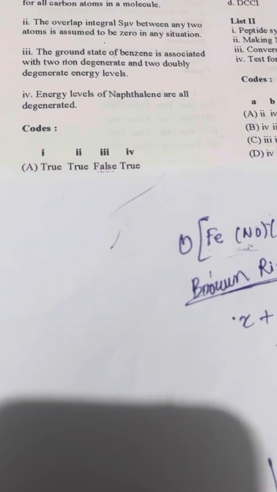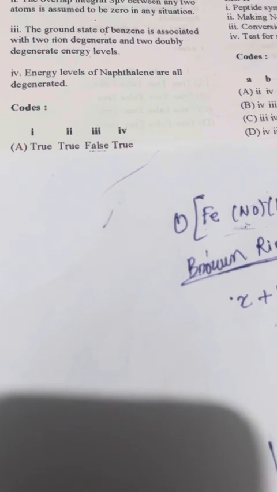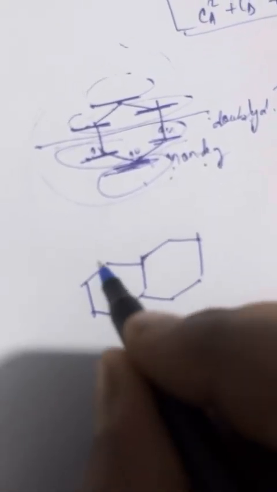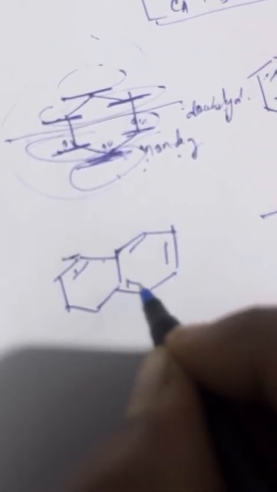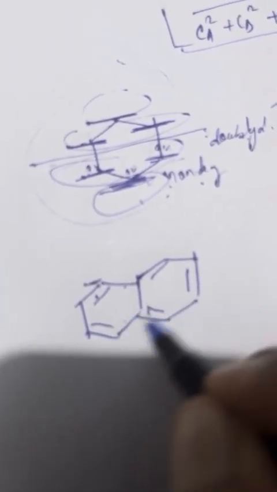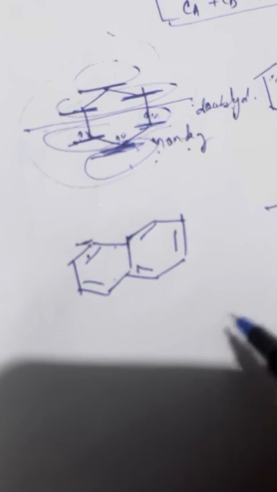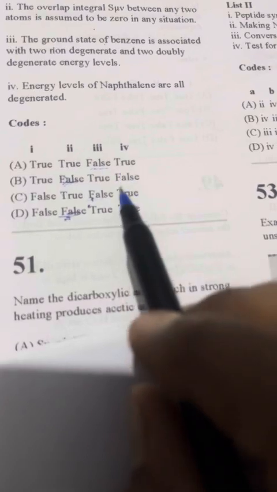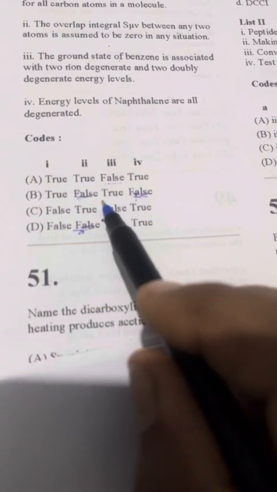Next, the energy levels of naphthalene are all degenerate. Naphthalene means 2 benzene rings fused. Here if you see the MO diagram of naphthalene, all the energy levels are non-degenerate. So this is false. So 4 is false.